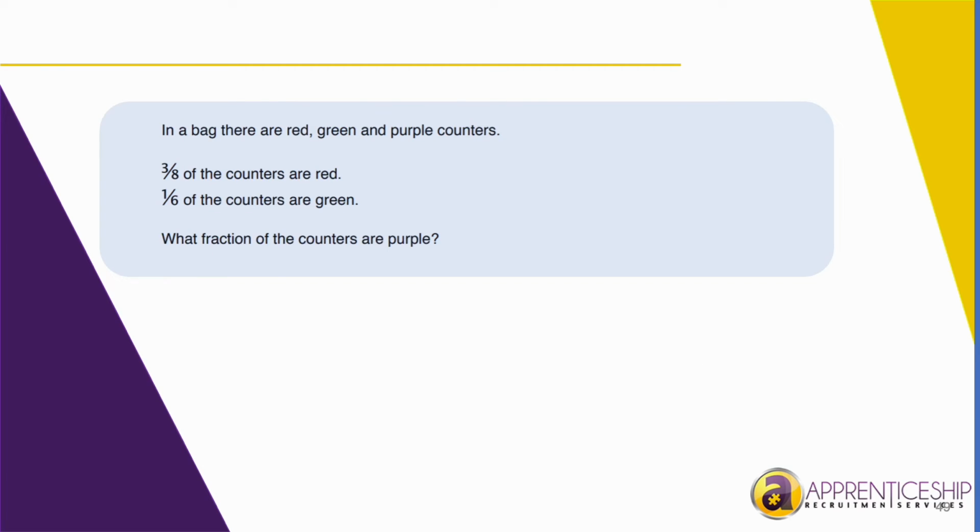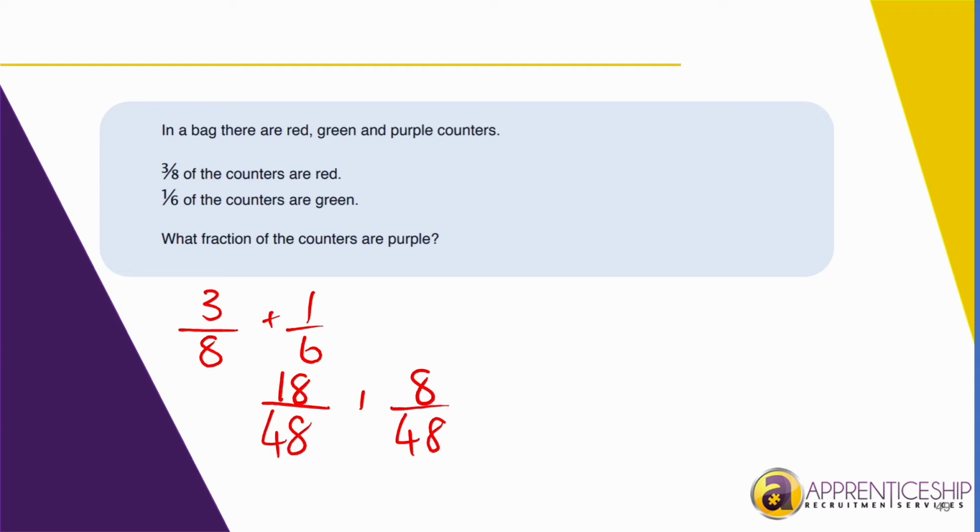Okay, last one in this one. In a bag there are red, green and purple counters. 3/8 are red and 1/6 are green. What fraction are purple? So multiply these together: 48, 48. This first one got multiplied by 6, so the top gets multiplied by 6, which is 18, and this one's getting multiplied by 8.